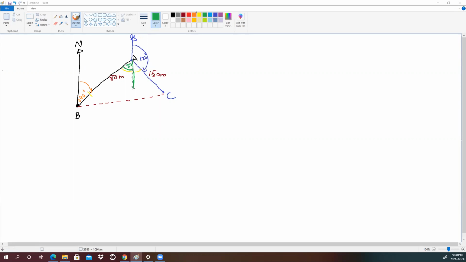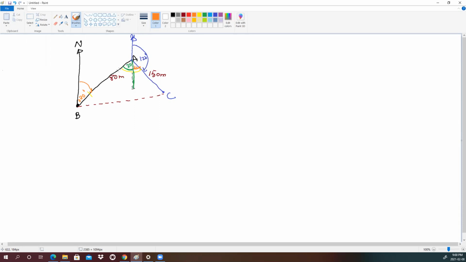I'm going to color it in orange, this part in orange right here. You'll subtract the 120 from 180, because north to south is a straight line, and angles on a straight line add up to 180. So if you subtract 120 from 180, this would give us 60 degrees.